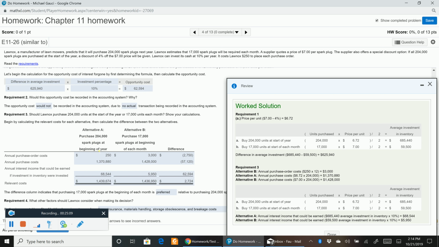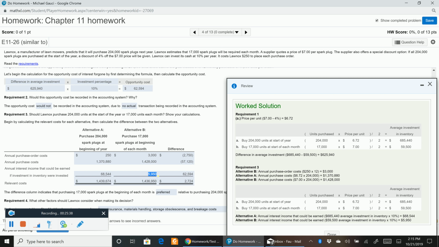If we tied up all of our money in the beginning of the year, we talked about it earlier. Do you remember the opportunity cost was $685,440? All right, times 10% or $68,544 is the benefit given up if we choose this alternative. That needs to be considered in the calculation. And how about if we only tied up an average of $59,500 a month because we're buying slowly every month?